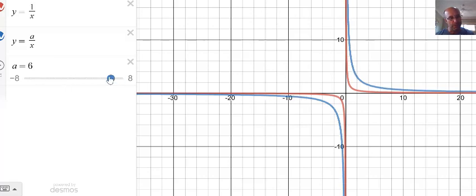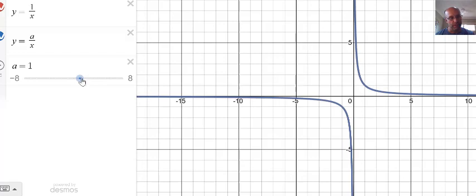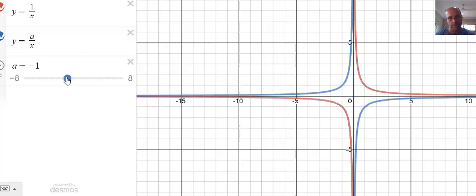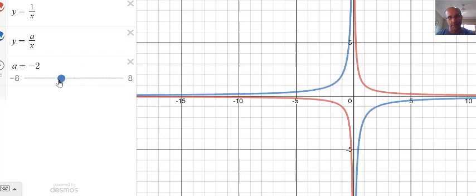So if we take it back down to 1, which is our base case, and then we look at negative 1, it's a reflection. So this graph would be the graph of y equals negative 1 on x. It is a reflection of the original graph, so you can see that the blue and the red are reflected in the y-axis. We can combine a reflection and a dilation together.